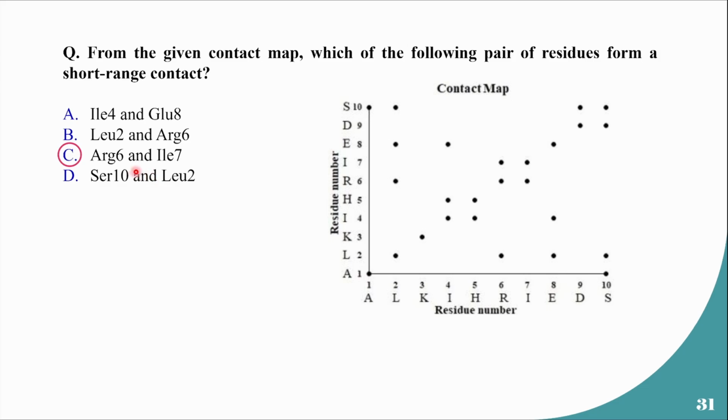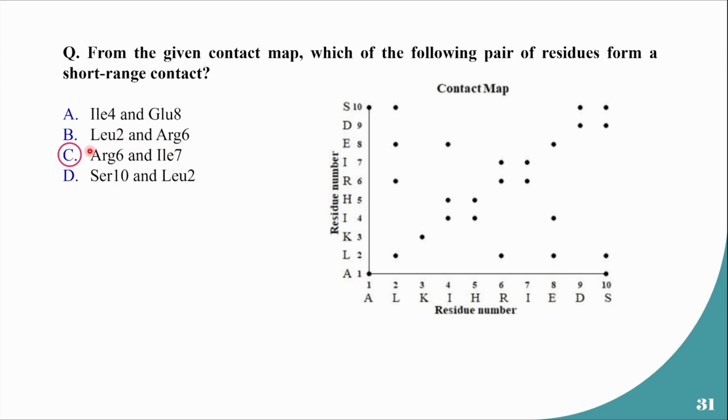It seems that arginine 6 and isoleucine 7 are just one residue apart, right? Just adjacent to one another. So in this case, that will be considered part of a short range contact. Now, the cutoff for short range to long range could vary, and different considerations might be made there. For example, you can take a 3 position difference cutoff, or let's say a 5 position difference cutoff, and so on, to distinguish between short and long range.